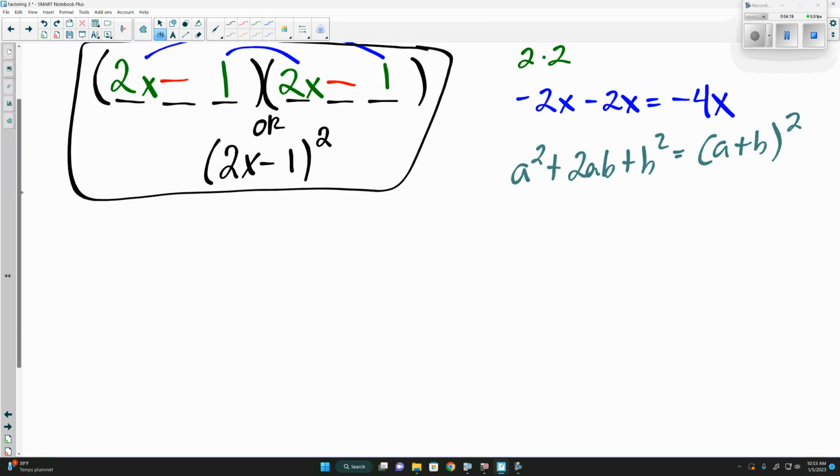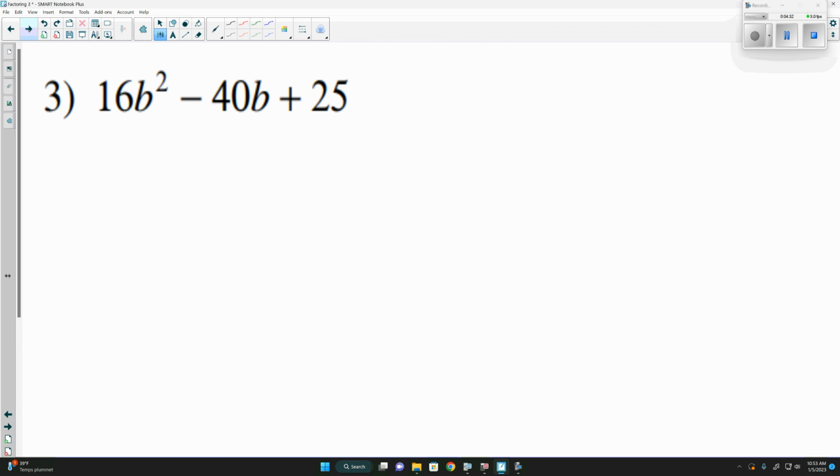In the other case, when it is negative, a squared minus 2ab plus b squared is a minus b squared, because there's 2 different cases. Let's look at this one here.